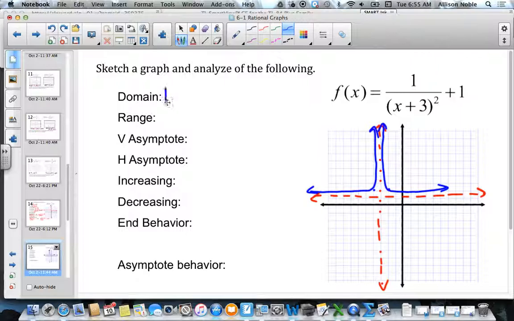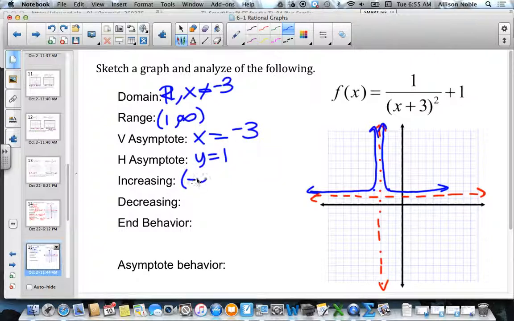So the domain is all real numbers, except x cannot be equal to negative 3. The range is from 1 to infinity. The vertical asymptote would be x is equal to negative 3. Horizontal asymptote is y is equal to 1. It's increasing from negative infinity to negative 3, decreasing from negative 3 to infinity.